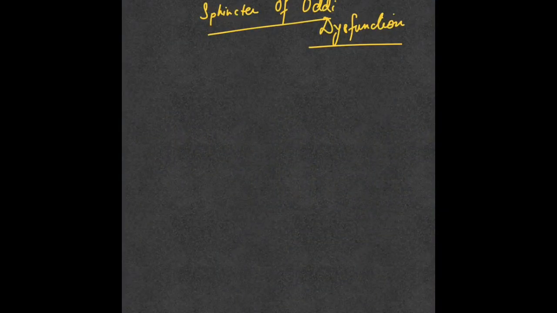Today about sphincter of Oddi dysfunction. Now, what makes me talk about this is that this is not a very common topic that most of the people talk about, but I find it very interesting. So, let me give you a few insights into this topic. Okay, the sphincter of Oddi dysfunction can be of two types. It can be a biliary type and a pancreatic type.